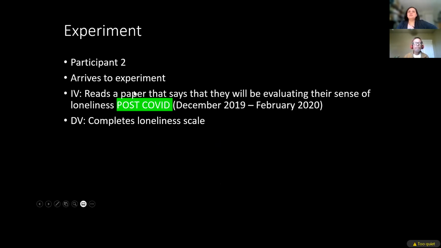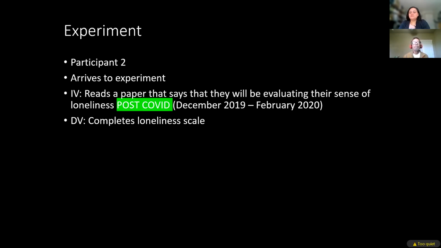Participant 2 would arrive to the experiment. They're randomly assigned to rate their loneliness post-COVID. So they read a paper that says they will be evaluating their sense of loneliness post-COVID. Of course it's not December 2019, I should erase that, but the dependent variable is the loneliness scale. The only thing that differs is whether they get assigned to the pre-COVID or, sorry, during COVID condition. Does that make sense? Yeah.